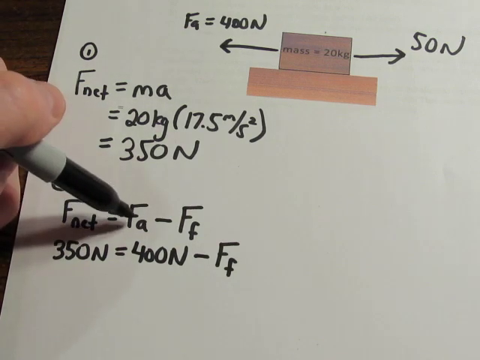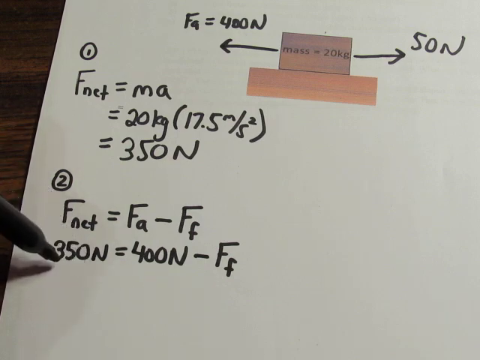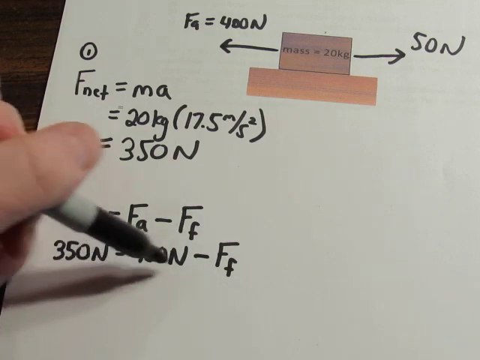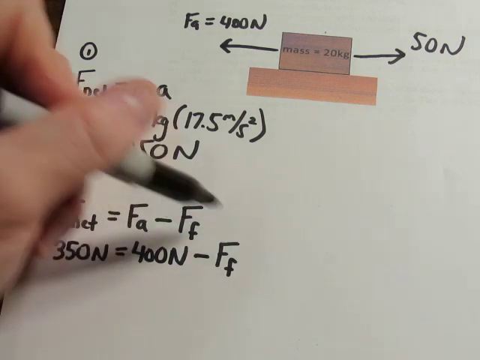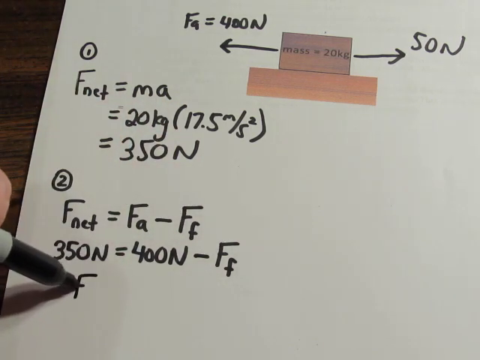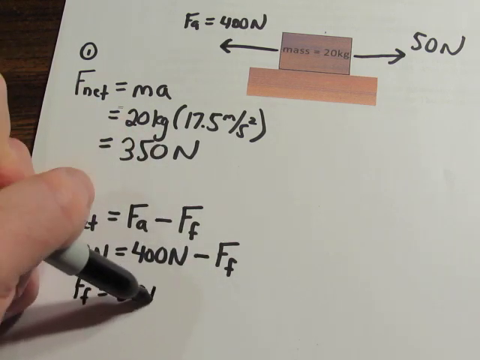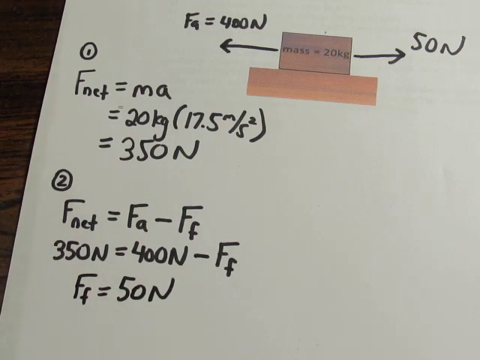Net force always equals applied force minus friction. So if you know the net force is 350 in the end, and you knew that you started with an applied force of 400, you can rearrange this formula, although mathematically you probably don't need to. But you can rearrange the formula and you'll get 50 as an answer. So friction in this question is definitely 50 newtons. So that's part A, done.